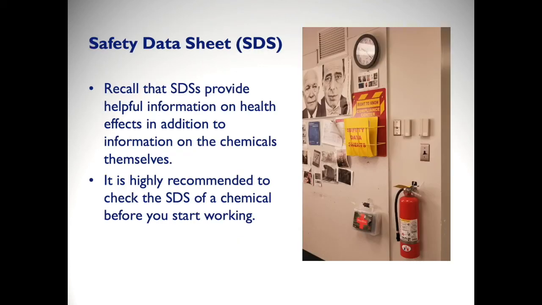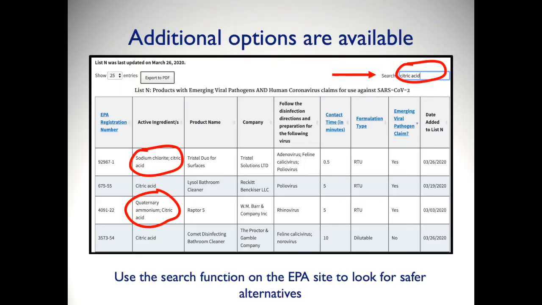Recall that safety data sheets, or SDSs, provide helpful information on health effects in addition to information on the chemicals themselves. It is highly recommended to check the SDS of a chemical before you start working. As previously mentioned, disinfectants can have many health effects, but there are safer chemicals available. You can search for these additional options by using the search function on the EPA site.